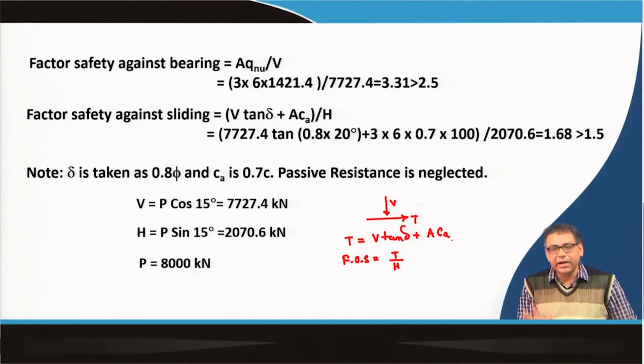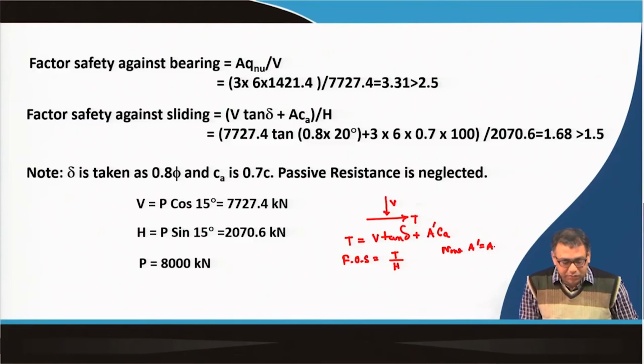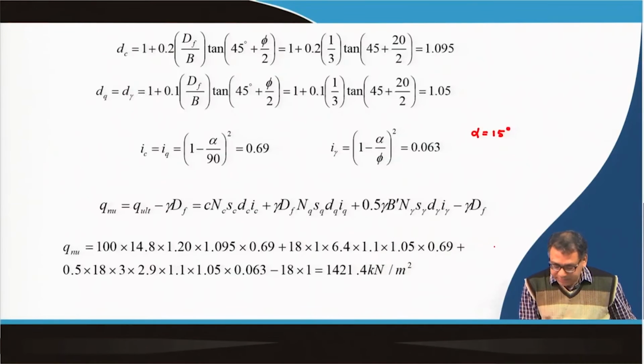And remember that in case of eccentric loading, you have to use A dash, not A. But for this particular case, A dash is equal to A, because there is no eccentric loading. So, the effective area is equal to the actual area of the footing. Now, what is the bearing capacity? The net ultimate bearing capacity is this one.